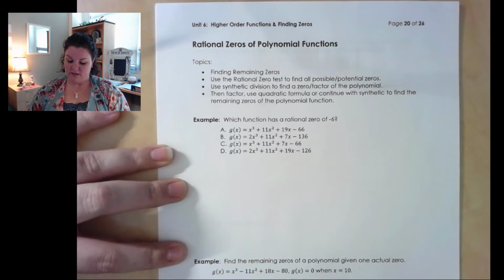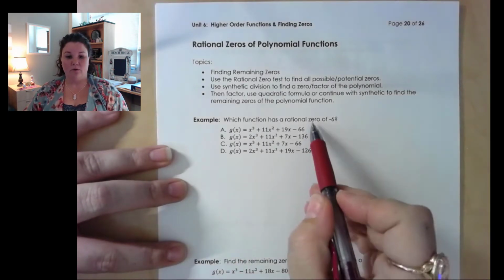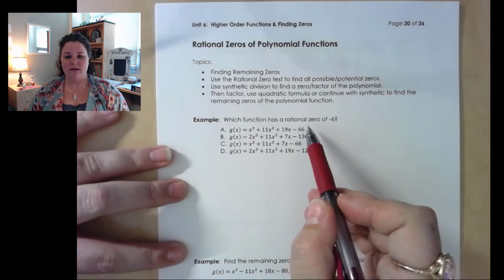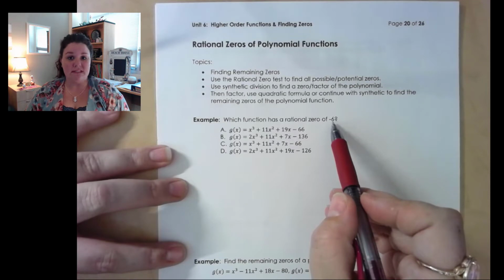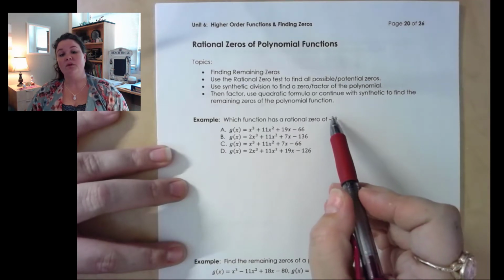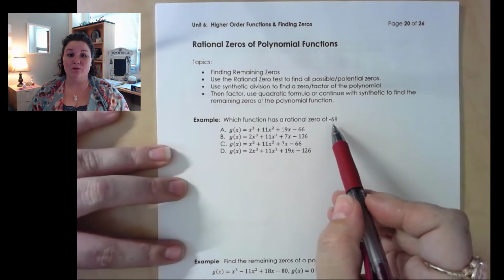All right, so let's go ahead and look at what we're talking about. First of all, we want to make sure that we understand what it means for something to be a rational zero. In order for it to be a zero or a rational zero of a function, that means that if we were to plug that number into the function, it would equal 0, or if we were to plug it in using synthetic division, it would give us a 0 remainder.